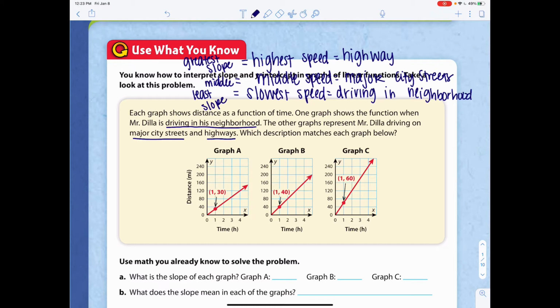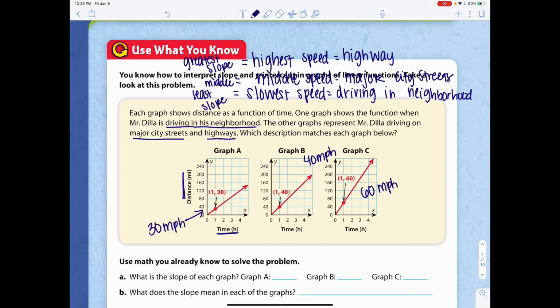So the first one, we see that within 1 hour, he's driving 30 miles. And I know it's 1 hour because the x-axis is representative of time, and the y-axis is representative of distance. So in 1 hour, this 1, 30 means that Mr. Dia is driving 30 miles per hour, which makes 1, 40 in graph B be 40 miles per hour. And 1, 60 is 60 miles per hour.